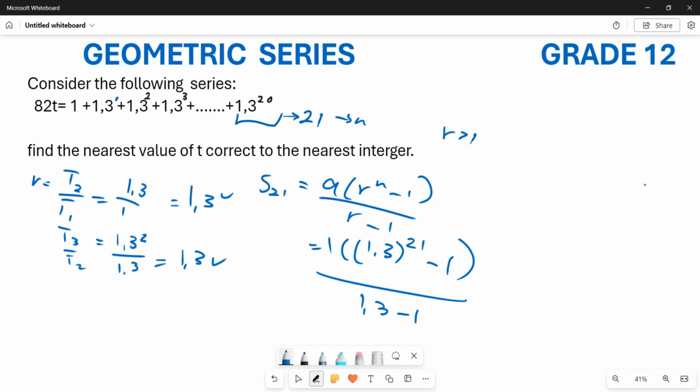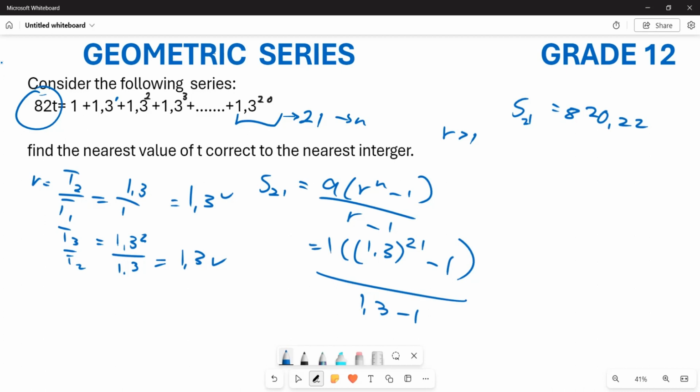So what is going to be the sum of 21? If you plug this into your calculator, S of 21 is going to be 820.22 altogether. Now that is the sum of 21. After you have done that, you can come back. Remember, they told you that the sum of all these terms is the same as 82t.